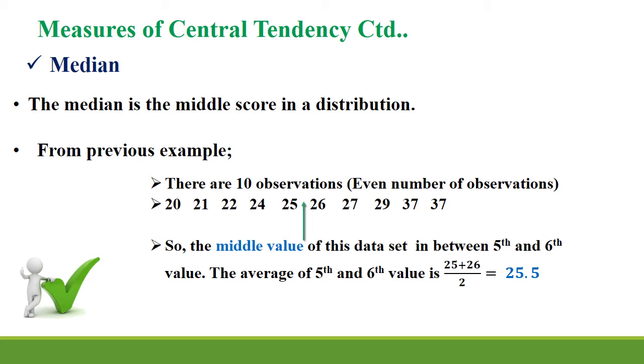What is the 5th value? The 5th value is 25. What is the 6th value? That is 26. Then we take the average of these two values. Then we have the median temperature as 25.5. That is the median temperature.